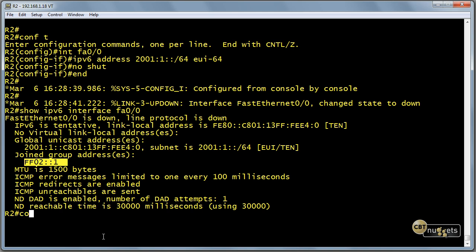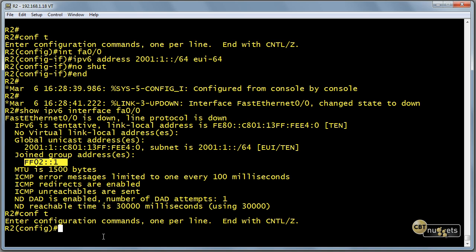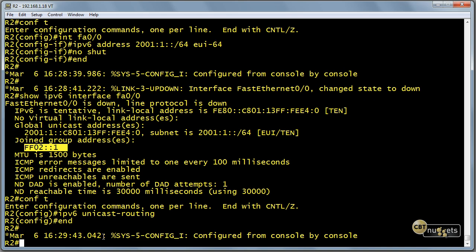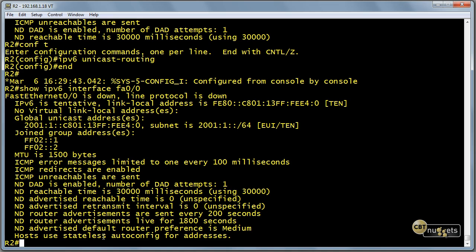FF02::1. If I go to this router and I say ipv6 unicast-routing, and we turn on routing capabilities on this device, and then we rerun the show ipv6 interface command, we see now we've joined another multicast group address, FF02::2, and this is the all routers IPv6 multicast address group. So here we can see these addresses coming to life at a router's command line.